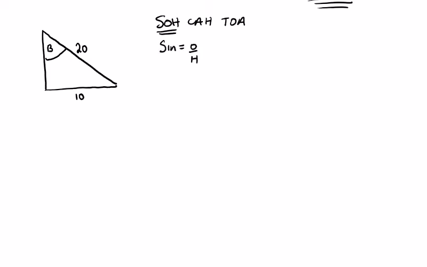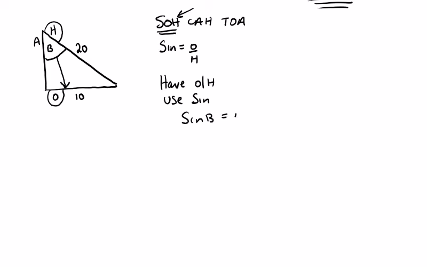So we label the triangle. H and A touch the angle. We don't have A in this case. We have O and we have H. And I always write that down. We have O and H. It'll just show you which two letters are in the ratio that we're using, sine. So we use sine. So the sine of B is equal to 10 over 20, which is equal to 1 over 2. You don't have to simplify it to 1 over 2 because you're typing it into your calculator. The inverse sine of 1 over 2 is going to come out at 30 degrees.